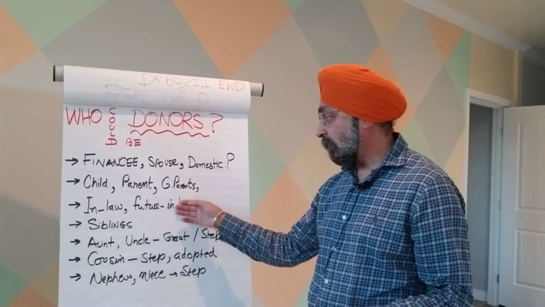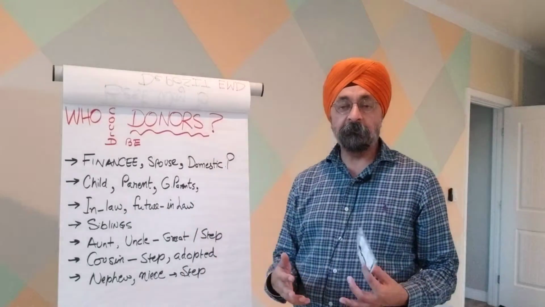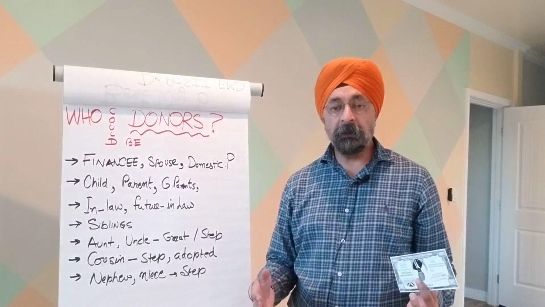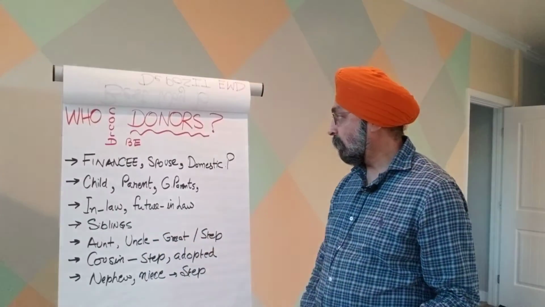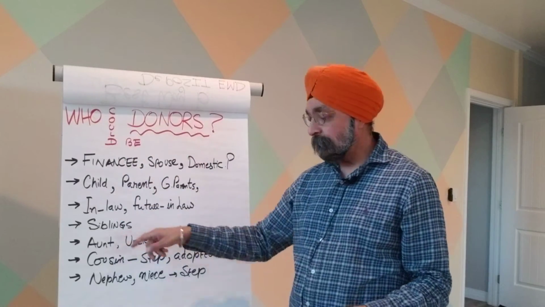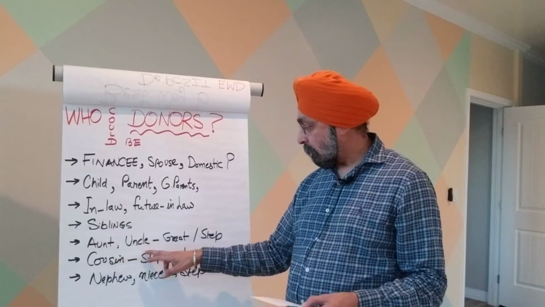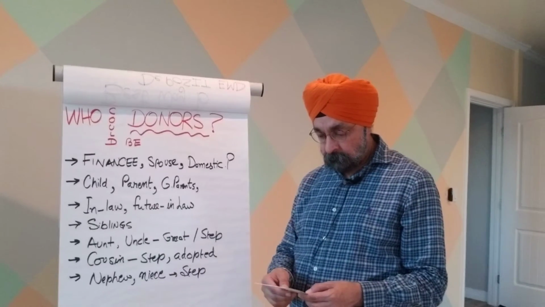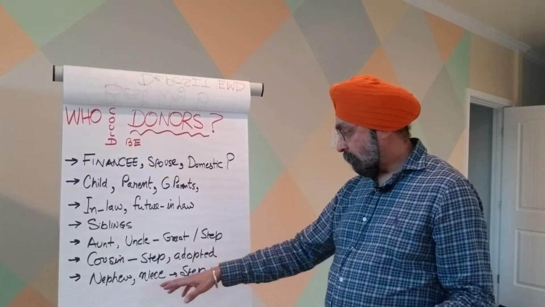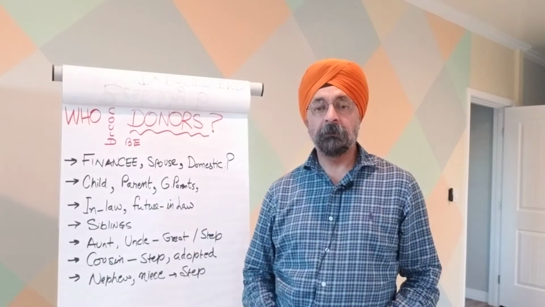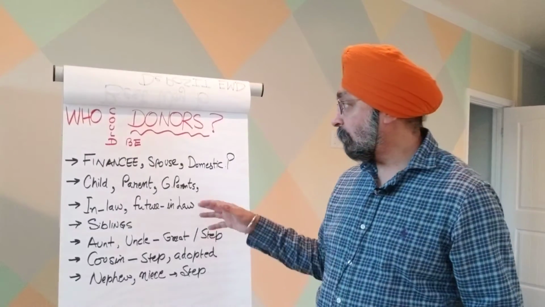In-laws, future in-laws. Sometimes I see, pretty commonly, a young family wants to buy a home and they're not married, but future in-laws can also be a donor. Siblings, that's pretty straightforward. Aunt, uncle, great uncle, cousins, step and adopted, and nephew, niece, again step nephew, step niece. So those are the list.